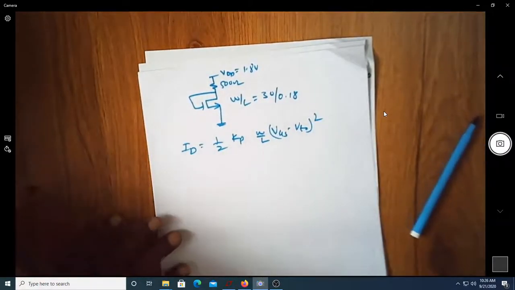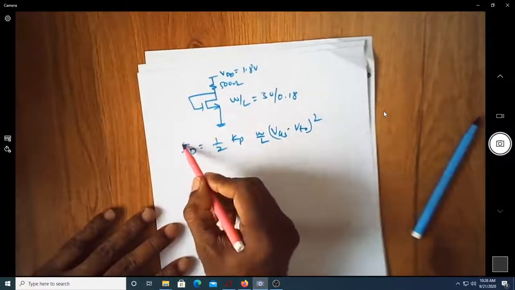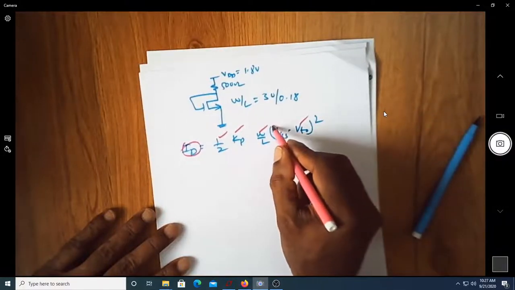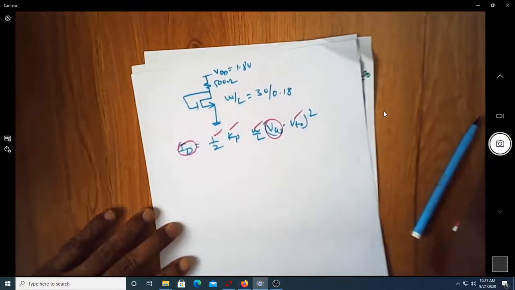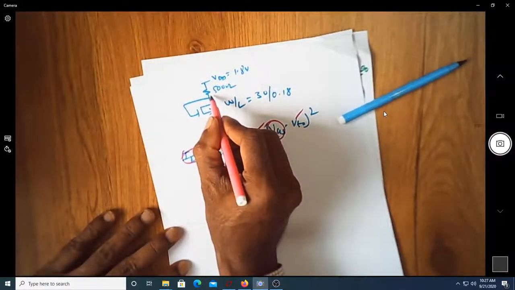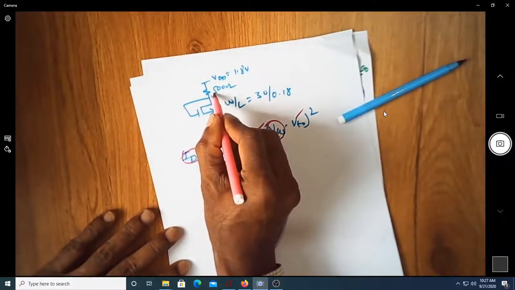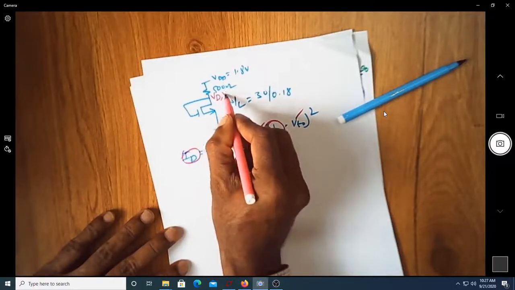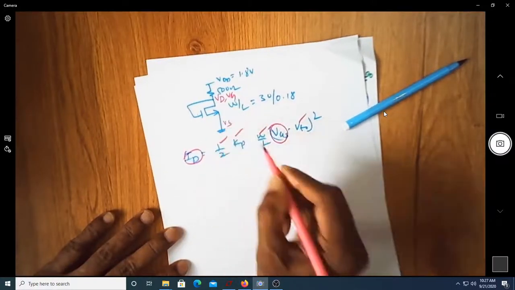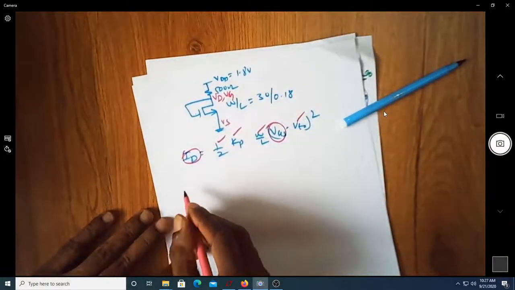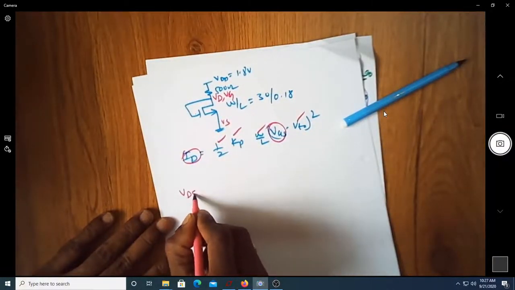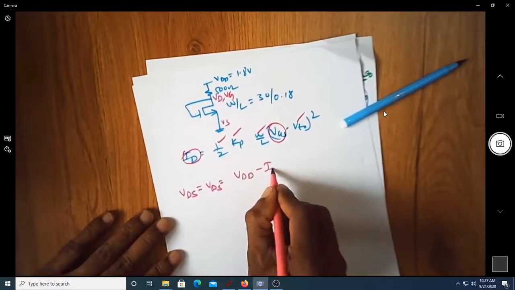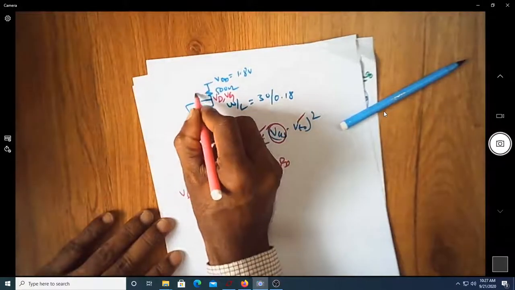Out of this I know this, I know this, I know this, I know this, but I don't know this. I can find the value of VGS. VGS is nothing but voltage, because this is the same. This is VD as well as VG. This is Vs. So if we can find what is Vd, that is VDS is equal to VGS is equal to VDD minus ID into RD. So if I name it as RD.